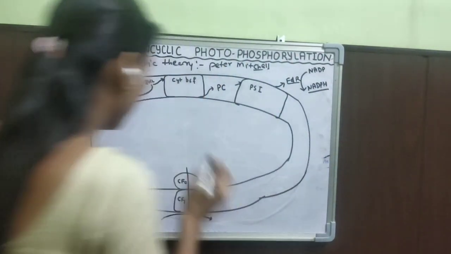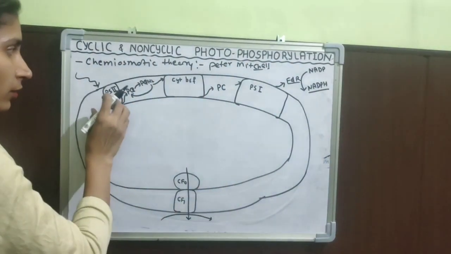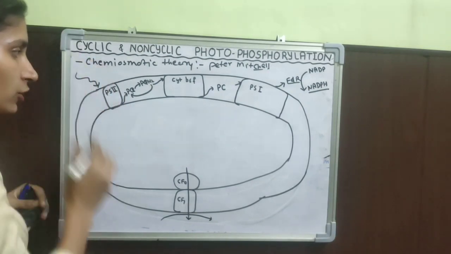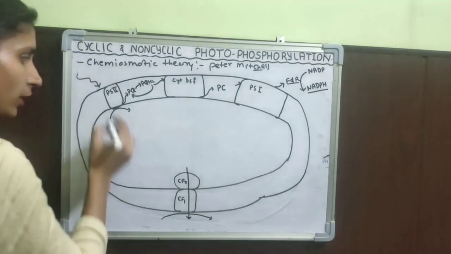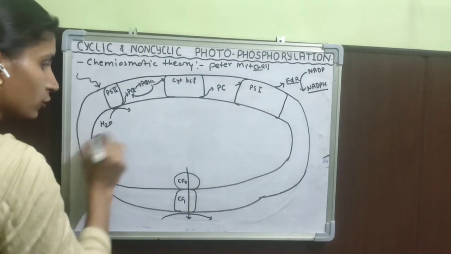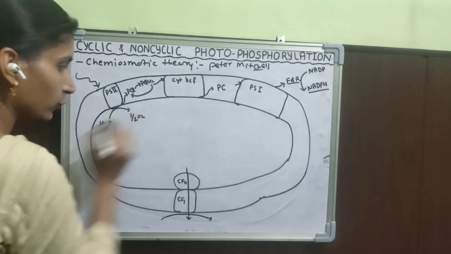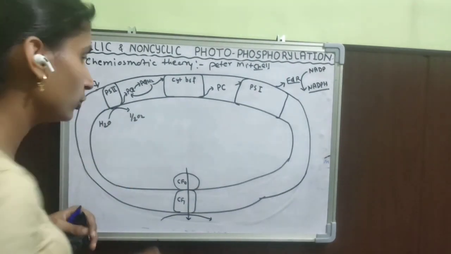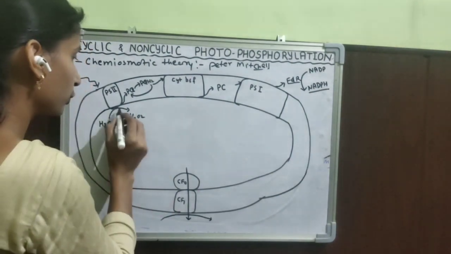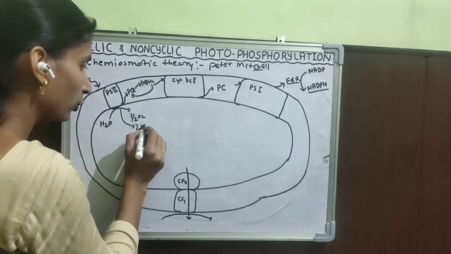This is the first phosphate containing compound produced through the non-cyclic pathway. When the light energy is trapped here, the photolysis of water occurs, where half a molecule of oxygen is produced. I already told you that oxygen is liberated into the atmosphere. The second one is that protons are liberated.